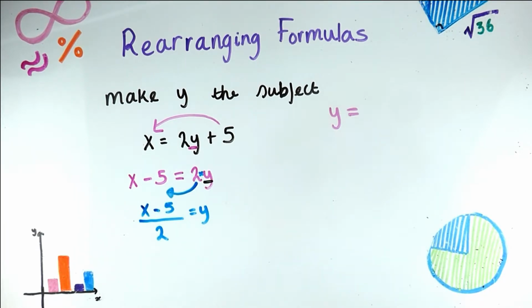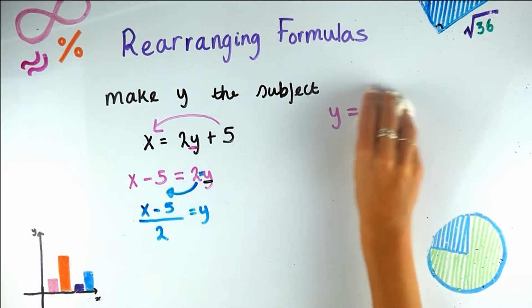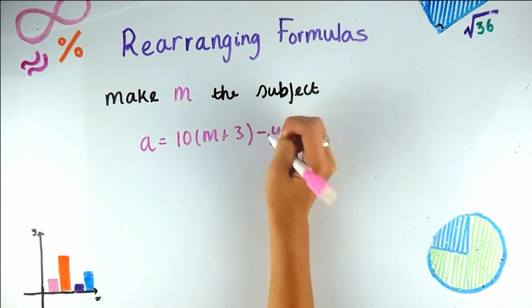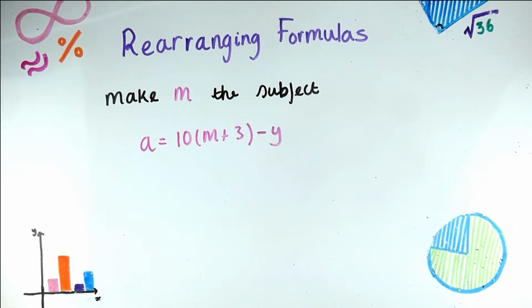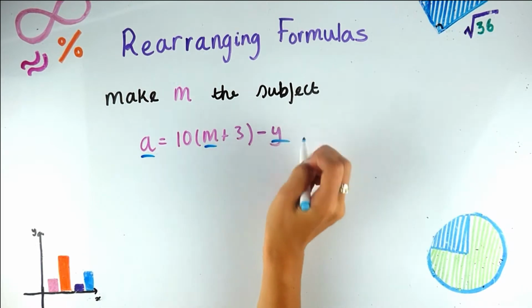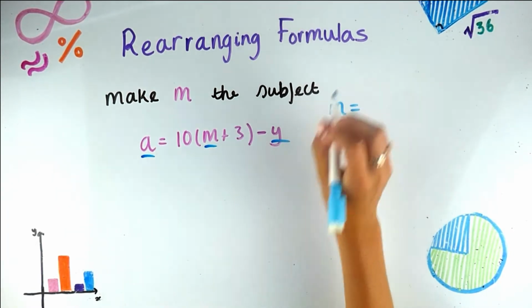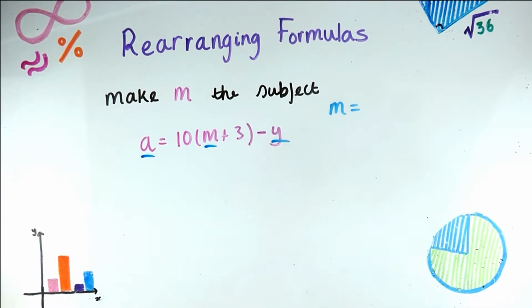So that's as basic as it gets. That's just to warm us up. Let's look at another one. Okay, so in this one we have make M the subject, and as you can see here, I'm having great fun making these up with my name. So make M the subject means we want M equals something, and at the moment we have A equals something, and that is not what we want.